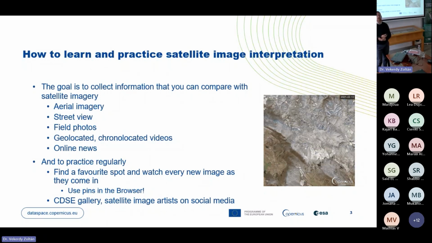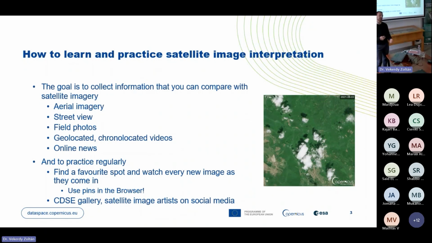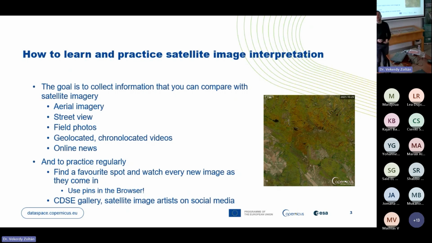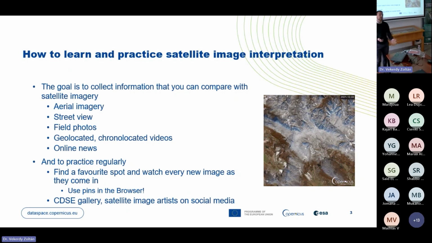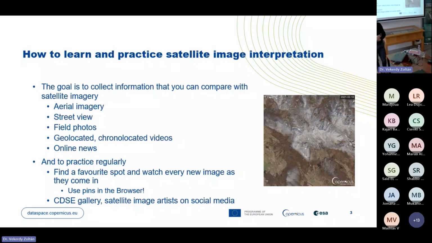Geolocated and chronolocated videos. Again, you check a video on YouTube about a landslide or a geyser eruption, and if you know the place and the time exactly, then you can compare it to a satellite image and even verify it. And sometimes even online news. So stories about natural disasters or war or just major building projects are something that you can always follow up, and then you will have a bit of a grasp.